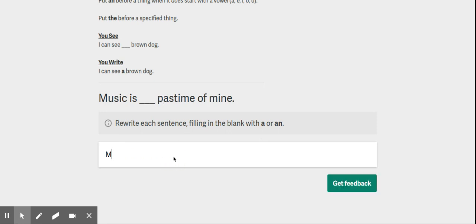Remember, when we are using Quill, we need to make sure that our capitalization, spelling, and spacing is all correct. So make sure we're being careful as we copy that sentence. We're capitalizing the beginning, putting a period on the end, all the words are spelled correctly, and then we have proper spacing. Get feedback.